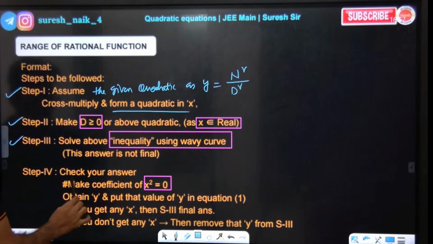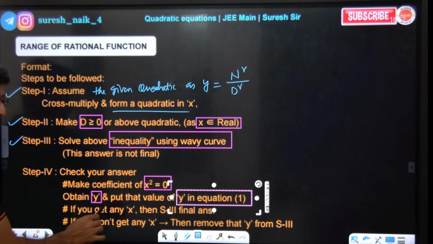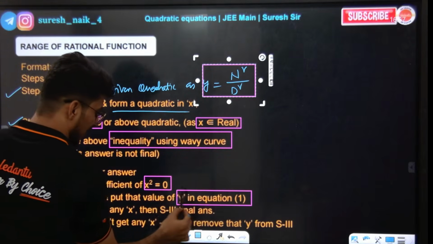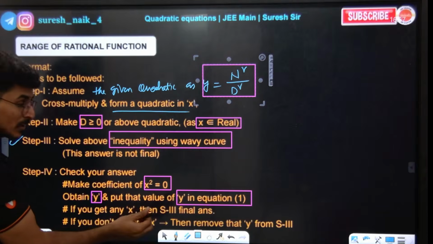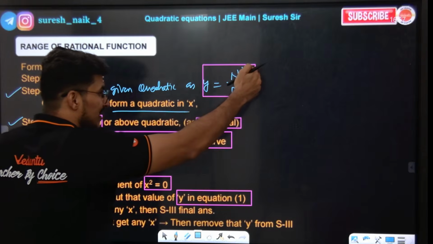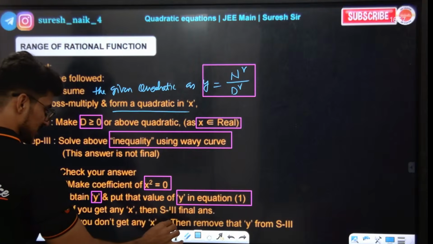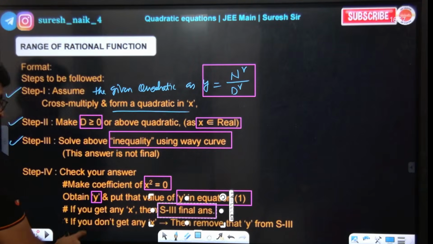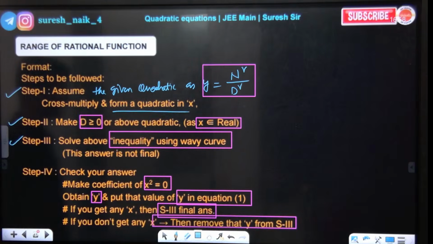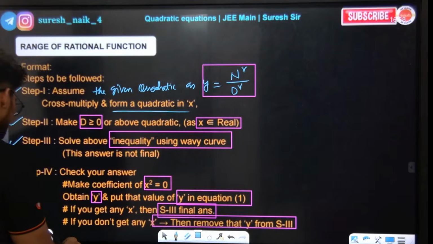That is step number 1. Obtain the value of y and put it back in the equation from step 1. Whatever y value you get by equating the coefficient of x square to 0, substitute that y value there. After substituting, if you get any value of x, step 3 is the final answer. If you don't get any value of x, then remove that from the set. Sir, what is the meaning of this? I don't understand anything. Once you solve one question, you will get an idea. Don't worry, I'll do one question.